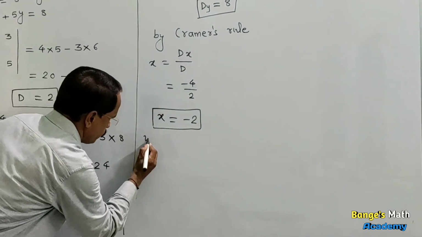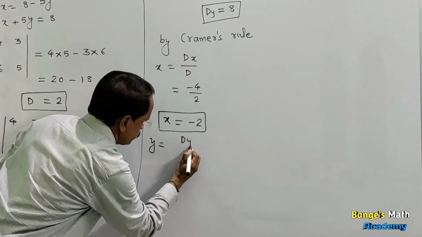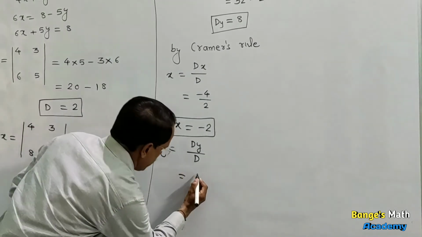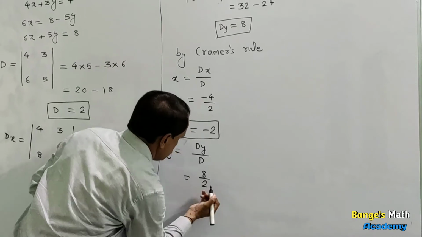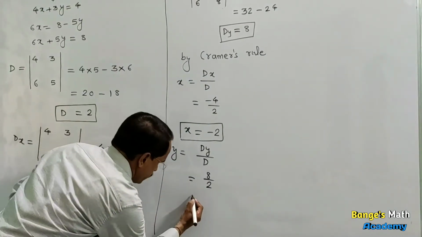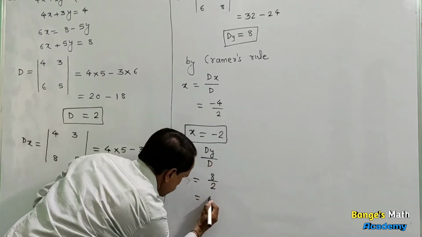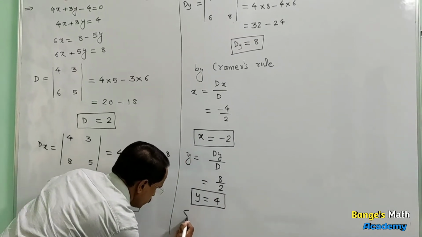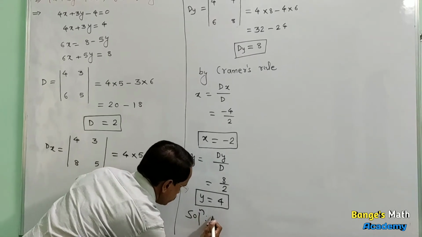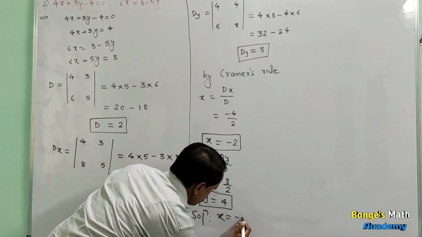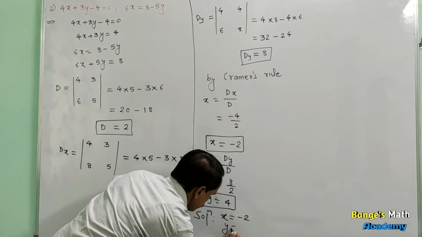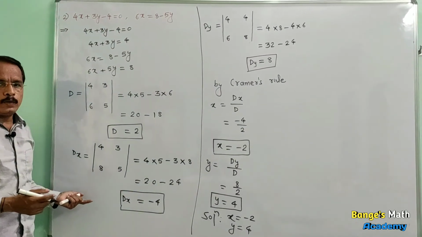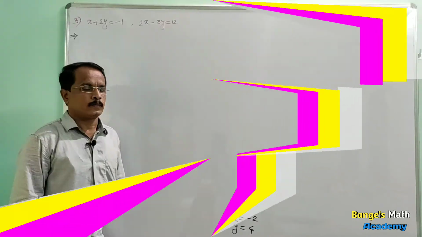Then find the value of y. Y is equal to dy upon d. Value of dy 8 upon d 2. By cancellation, 2 1s are 2, 2 4s are 8. So the value of y is 4. So write down the solution. X is equal to minus 2 and y is equal to 4. Write down this example or take a screenshot.